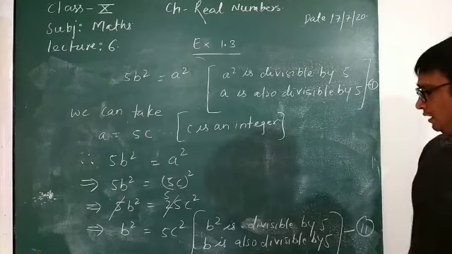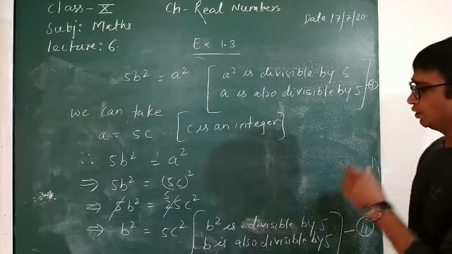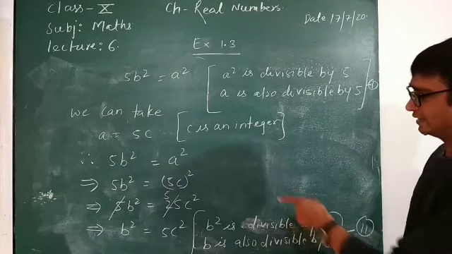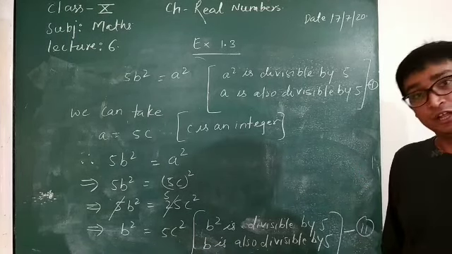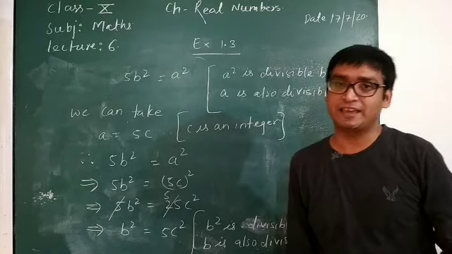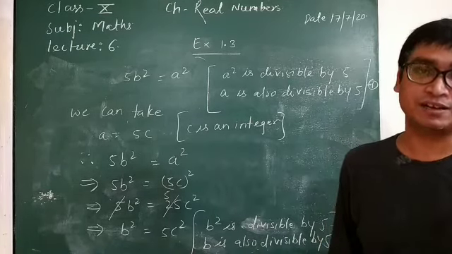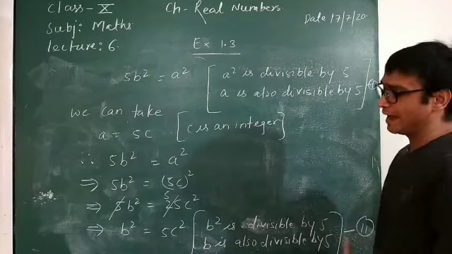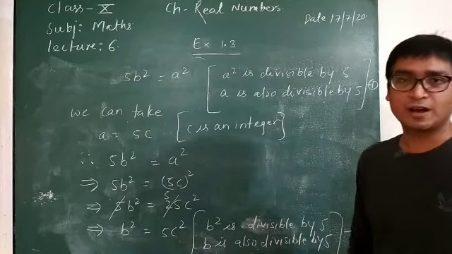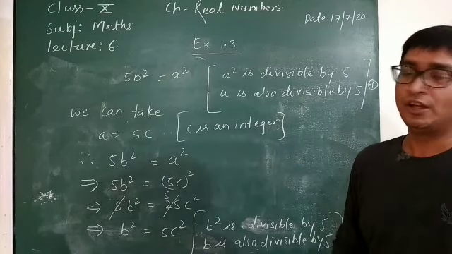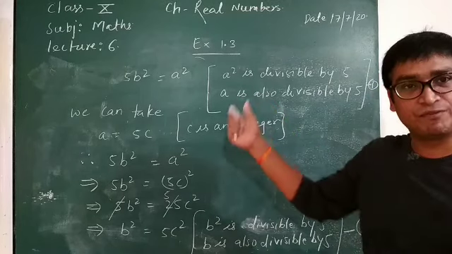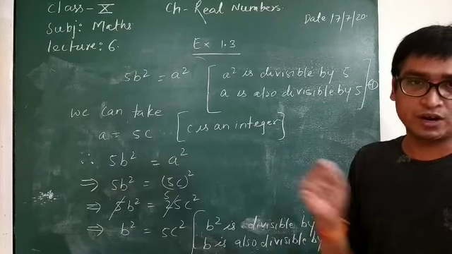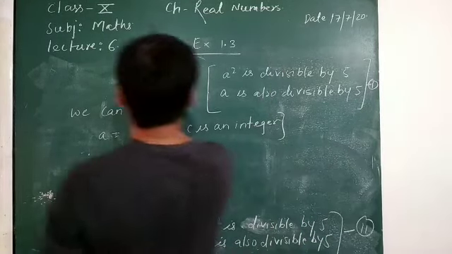Now from equations 1 and 2, you find that a and b have a common factor 5. So if you are getting a common factor 5, it means it is not irrational but rational. So we have assumed at the first that root 5 is a rational number, which is a contradiction.